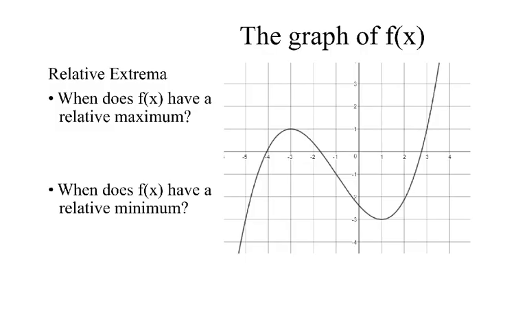So let's look at this graph real quick. So the graph of f of x, relative extrema. Where does f of x have a relative maximum? F of x has a relative maximum. We can write this a couple of different ways. We could say, hey, x equals -3. I could also say that f at -3 equals 1 is the relative maximum.